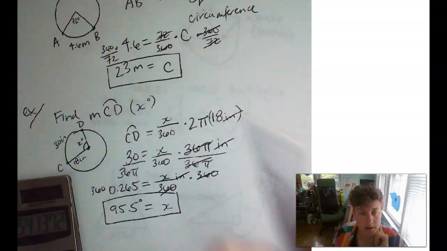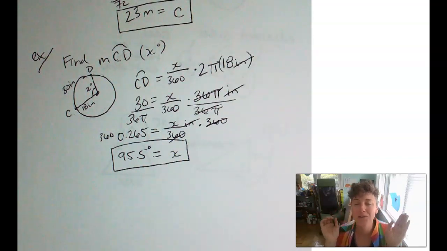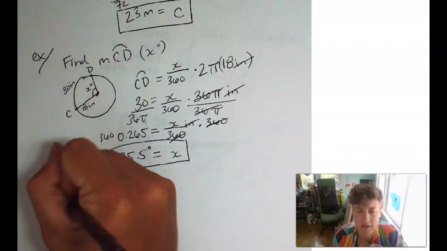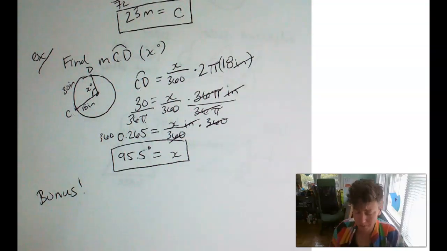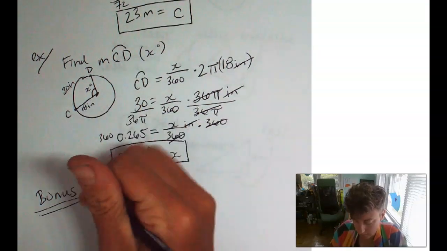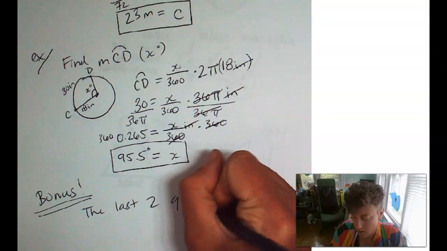Wunderbar. Alright, there are 2 more questions on the blank notes that I'm going to give you as bonus. If you can work out one of those questions, you'll get bonus. If you can work out both of those questions, you'll get double bonus. So the bonus is the last 2 questions on the notes.